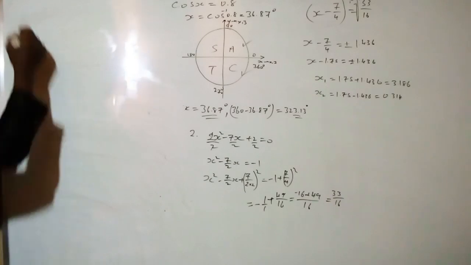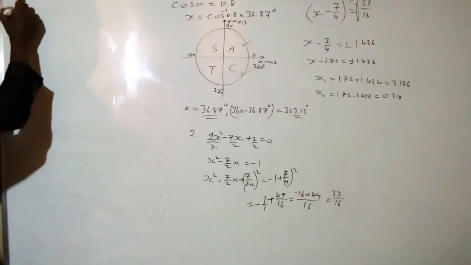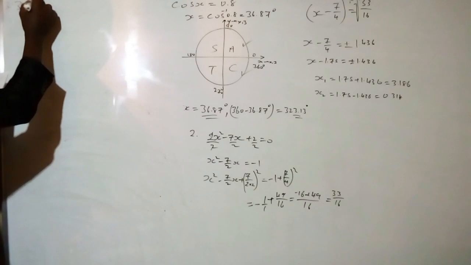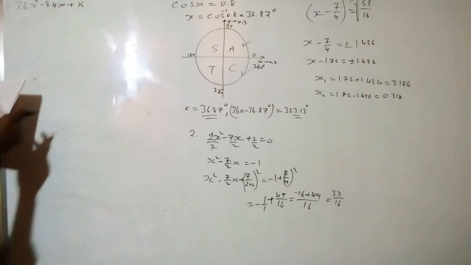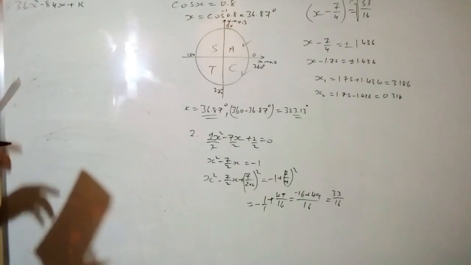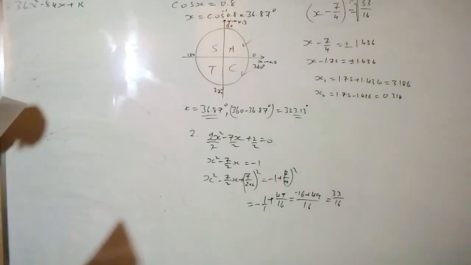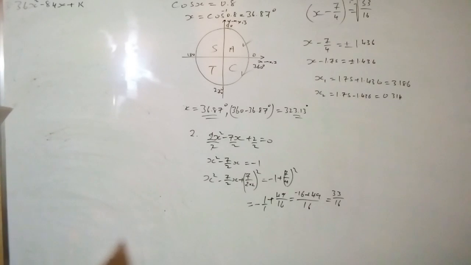You are given this number, 36x squared minus 84x plus k, and you've been told it's a perfect square. Find the value of k.